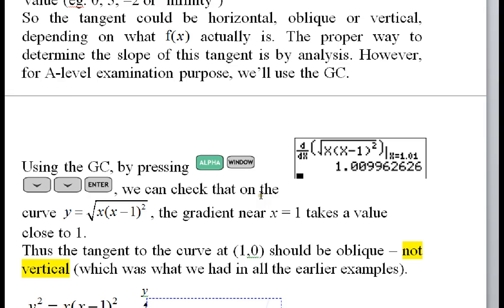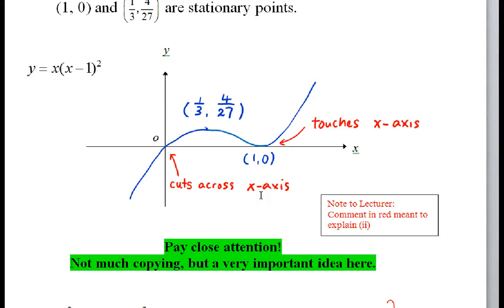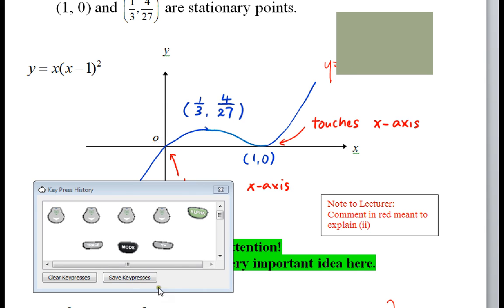Now, we actually want to find out, let's scroll up a little bit more. This is your y equals to f(x). You want to find out y equals to square root f(x). What is the gradient near 1? Follow? So I use my GC to tell me this. Okay, let's do this together.